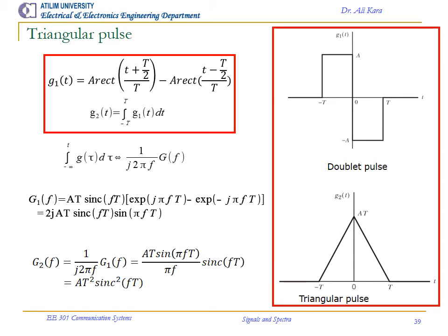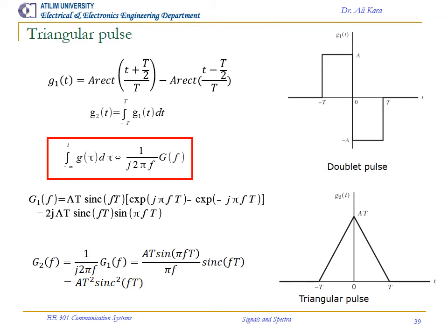Triangular pulse. To get a triangular pulse in the time domain, first consider the function g1 of t, defined as a times rect of (t plus capital D over 2) over capital D, minus a times rect of (t minus capital D over 2) over capital D. Then the triangular pulse in the time domain, g2 of t, is the integration of g1 of t from minus capital D to t plus capital D.